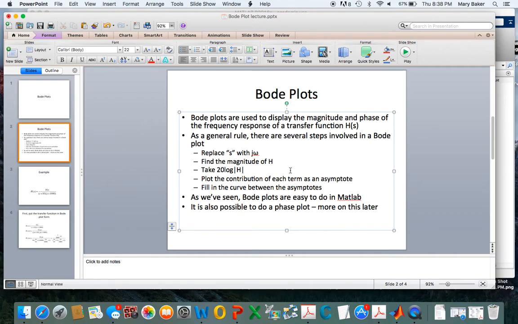Finally, once we've done that, we're going to plot the contribution of each of these terms as an asymptote, and then we'll fill in the curve in between the asymptotes. Now, as we've seen in the past, Bode plots are easy to do in MATLAB. So the first thing I want to do before we start talking about how to do Bode plots manually is look at a Bode plot in MATLAB so that you can get an idea of the kind of information that we get from a Bode plot. As we do the Bode plot in MATLAB, it's going to automatically do a phase plot as well, and we'll discuss that more later.